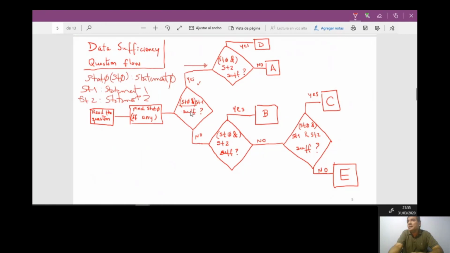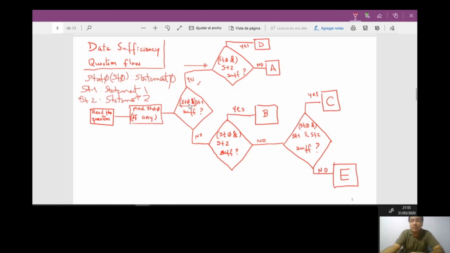Whenever you evaluate the first statement and that statement works for you, that statement is sufficient, then your possible answer choices can only be A or D. No other could be the correct answer choice, unless you are wrong in your evaluation of statement 1, of course.